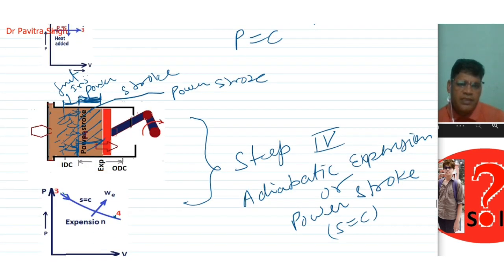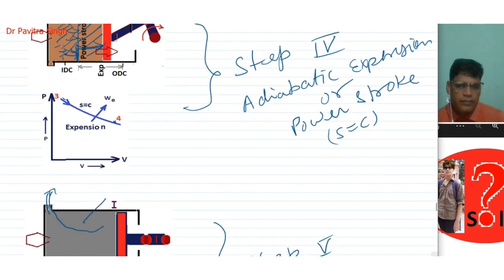And this is expansion because fuel is burning. So combustion is taking place in this combustion chamber, and due to the combustion of fuel, high pressure will push this piston from IDC to ODC. So this was the power stroke or expansion stroke. So we can say 3 to 4 is reversible adiabatic expansion stroke or power stroke in this PV diagram.